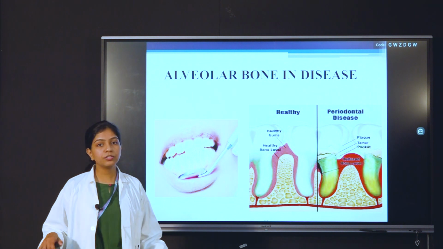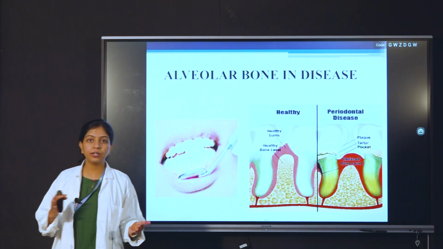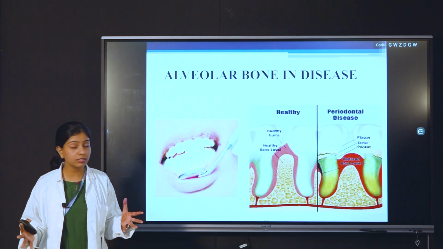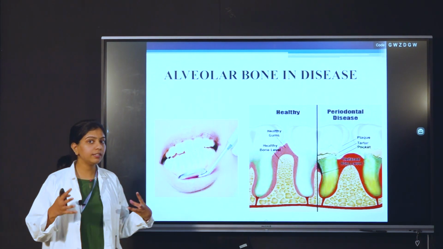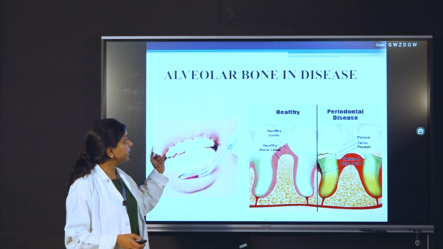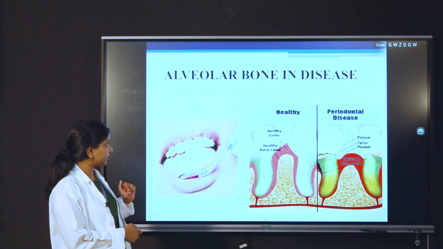So all this that I was talking about was how the alveolar bone is present, or how it looks, or how it is structured in health. Now what happens when there is disease? So next we are going to talk about alveolar bone in disease.